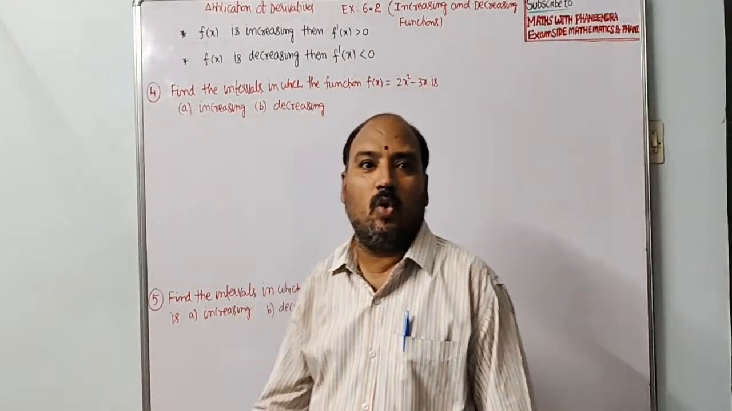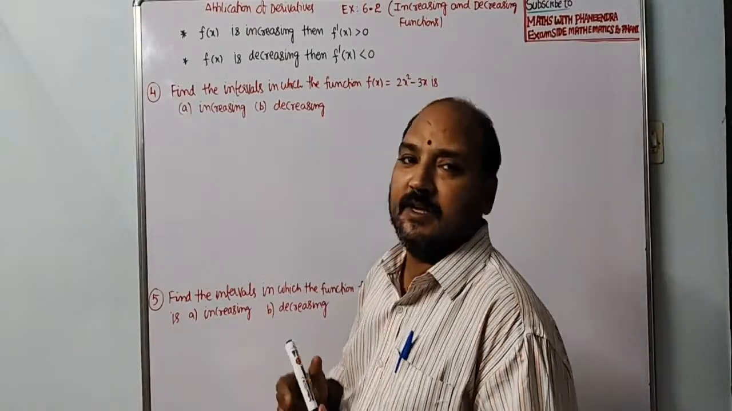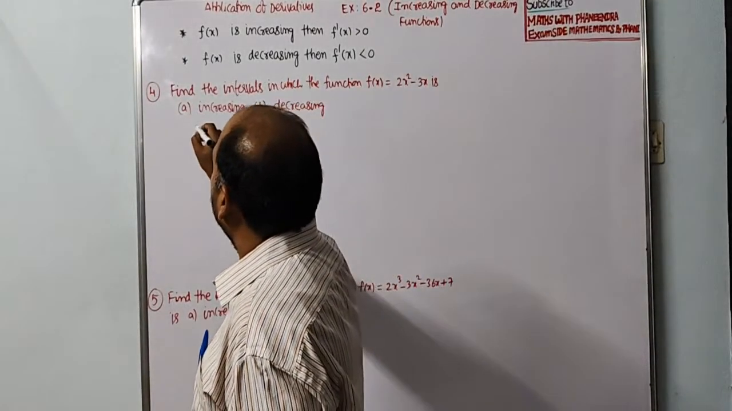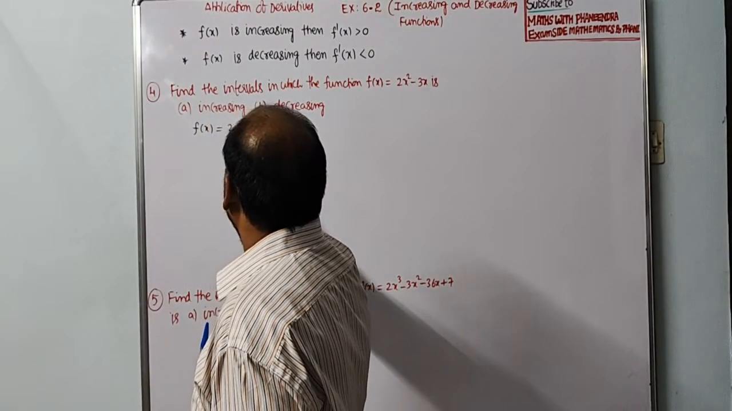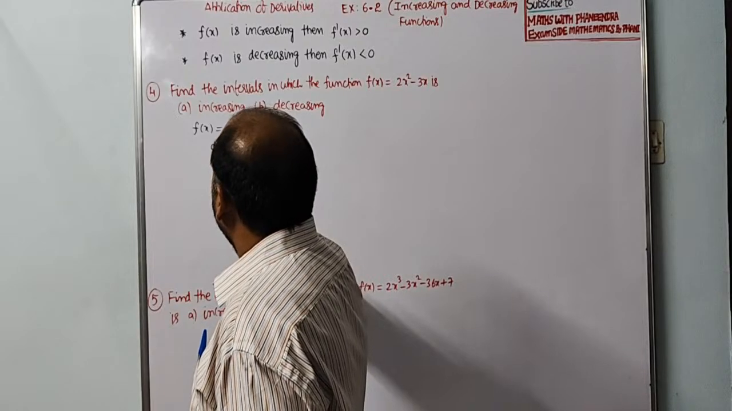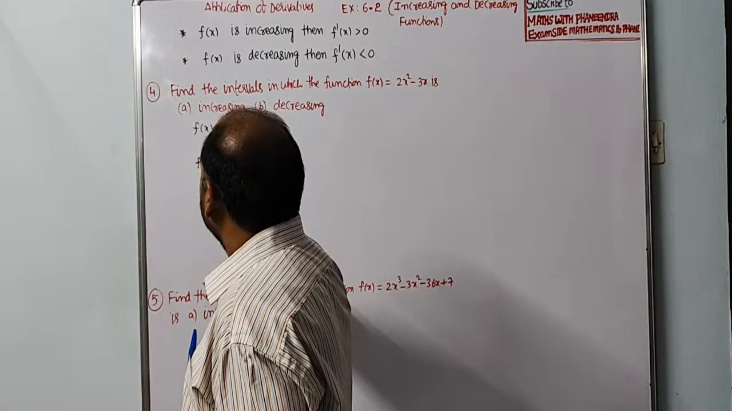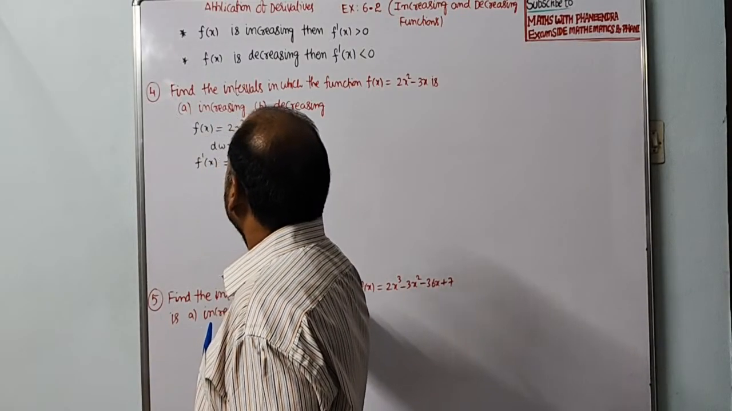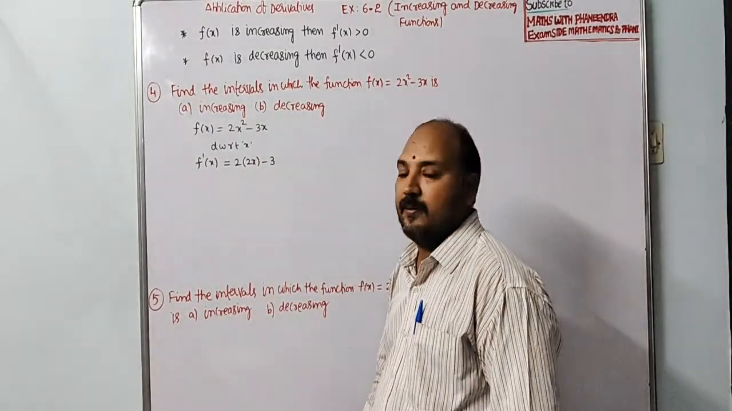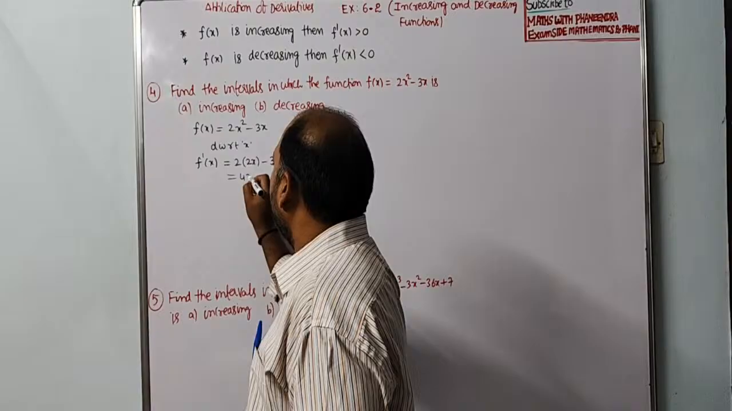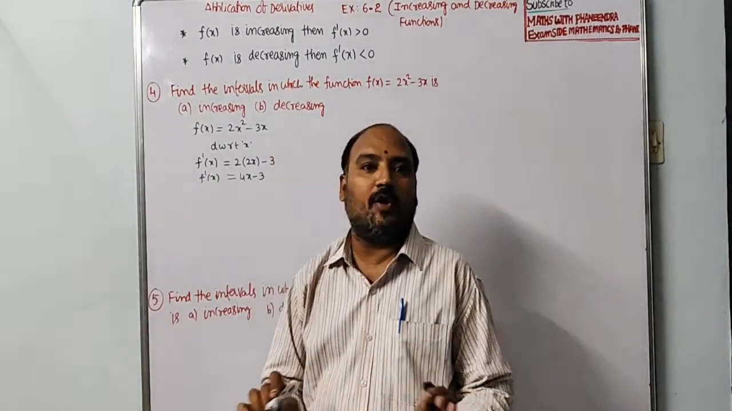Question number 4. Find the intervals in which the function f of x is increasing. So first you write the given function f of x equal to 2x square minus 3x, differentiate with respect to x. f dash of x equal to 2 into x square derivative 2x minus 3x derivative is 3. That is equal to 4x minus 3. So f dash of x value we got.